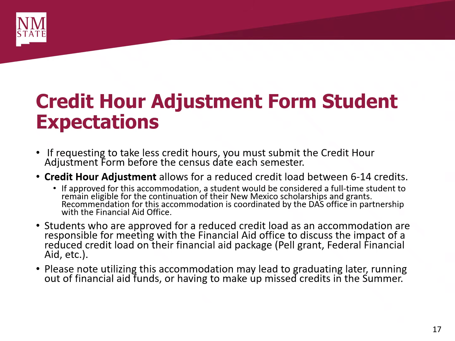Credit hour adjustment form student expectations. If requesting to take fewer credit hours, you must submit the credit hour adjustment form before the census day each semester. The credit hour adjustment form allows for a reduced credit load between 6 to 14 credits. If approved for this accommodation, a student would be considered a full-time student to remain eligible for the continuation of their New Mexico institution scholarships and grants.